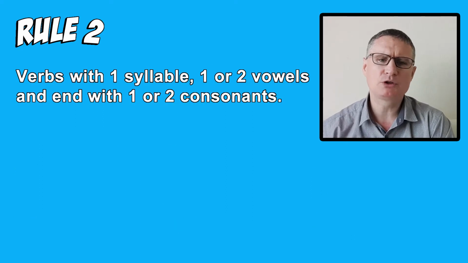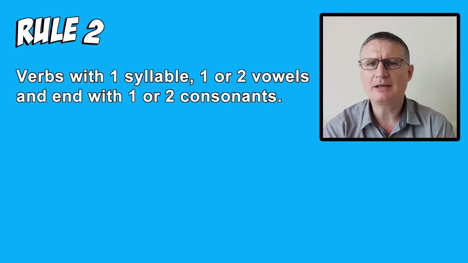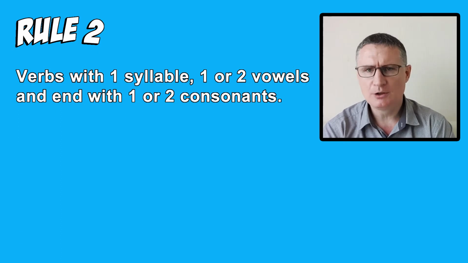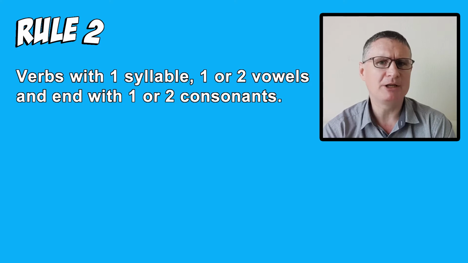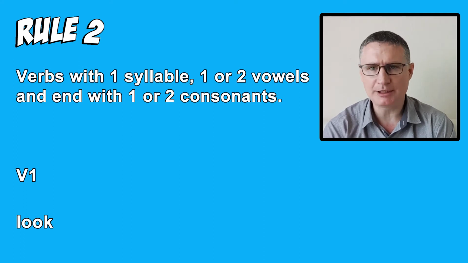Okay, now rule 2 is very simple. It's just one syllable, but it has either one vowel and two consonants, or two vowels and one consonant, or two vowels and two consonants. So it's a combination of those three. So what do I do? If I take the word look, you see that it has one syllable, two vowels, and ends with one consonant. So all I do is add the ed or the ing.